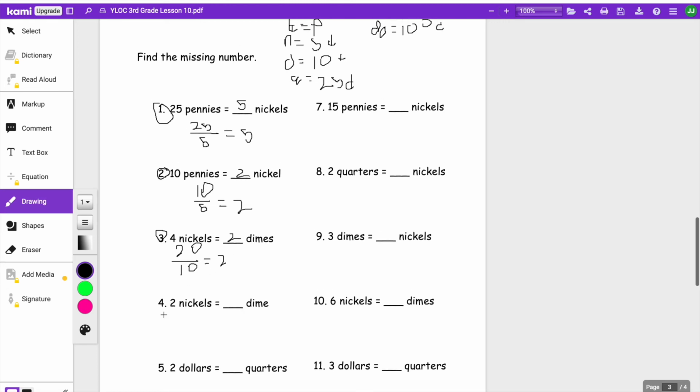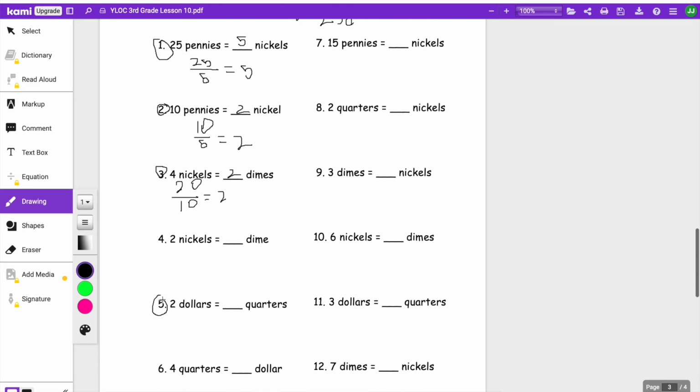Then we can move on to number 5. $2 is equal to how many quarters? Well, $2, that's equal to 200 cents, and then divided by 25. I know this could be hard for some people, but 25 times 4 is 100. And that's like a standard multiplication thing. And if 200 is just 2 100s, so that'd be 25 times 8. So 25 times 8 is equal to 200. So your answer would be 8 quarters.